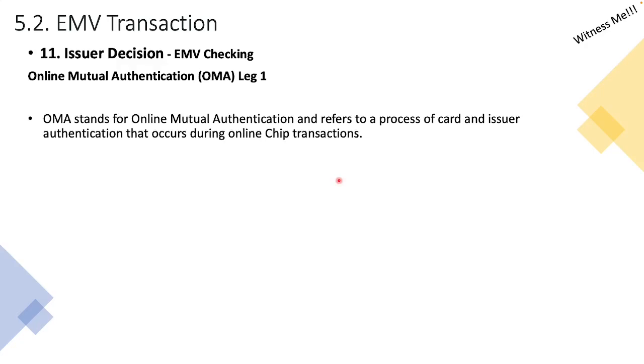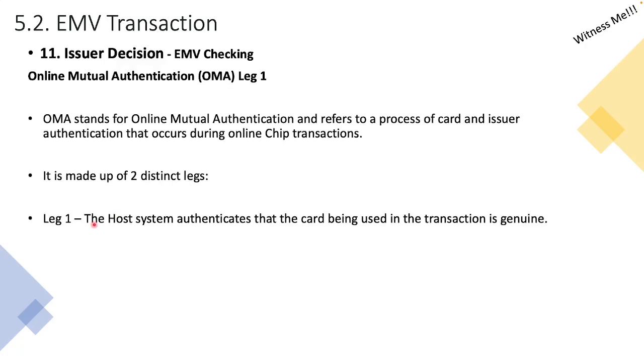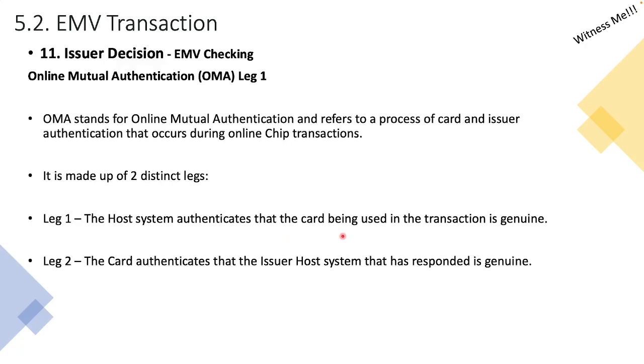Right, let's talk a bit about online mutual authentication now. OMA, leg one. OMA stands for Online Mutual Authentication and refers to the process of card and issuer authentication that occurs during online chip transactions, right? So it's mutual, there are two parts to it: card authentication and issuer authentication. So there are two distinct legs. Leg one, which is what we're interested in for this particular video, is where the host system authenticates that the card being used in the transaction is genuine. Right? It's also called ARQC validation.